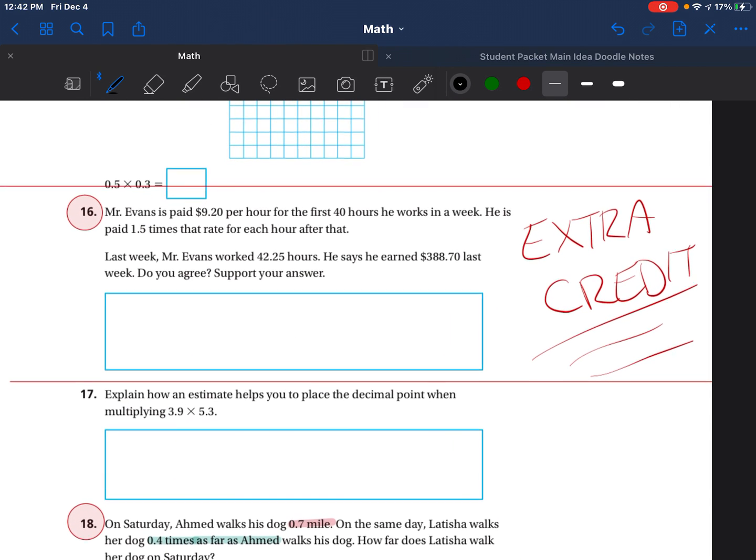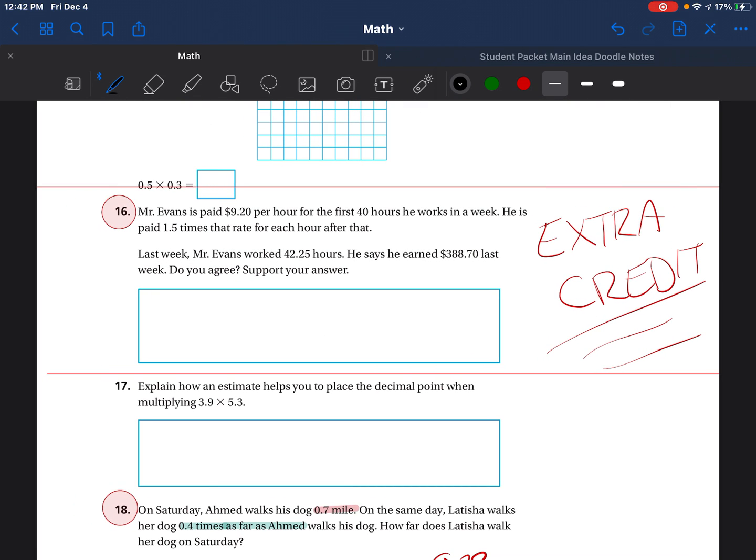If we go ahead and look at our extra credit real quick, we have Mr. Evans is paid $9.20 per hour for the first 40 hours. He is paid 1.5 times that rate for each hour after that. So if you ever hear parents talking, they talk about overtime. That is when you usually get paid time and a half. So it says, last week, Mr. Evans worked 42.25 hours. He says he earned $388.70 last week. Do you agree? Support your answer. That means we have to explain.